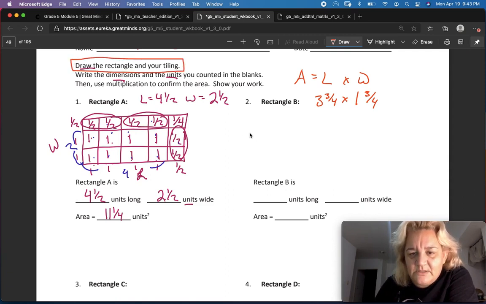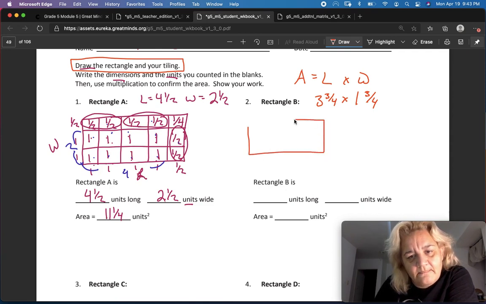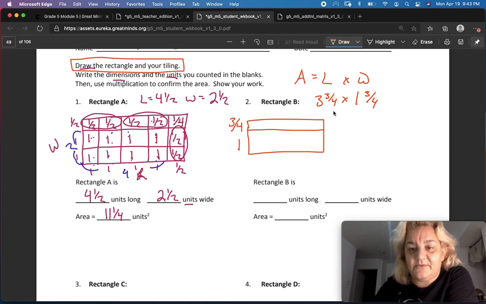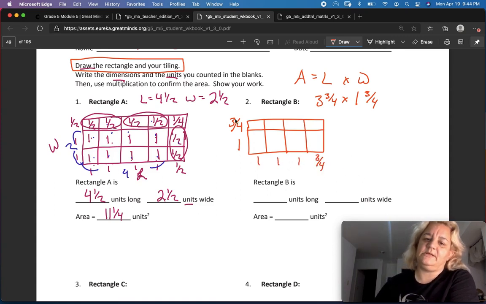But I need to show you with a rectangle and tiling because that's what it asked us to do. So 1 and 3/4. So here's 1 3/4. Okay, and then 3 3/4. So 1, 2, 3, and then this last one is 3/4. So 1, 2, 3 3/4.